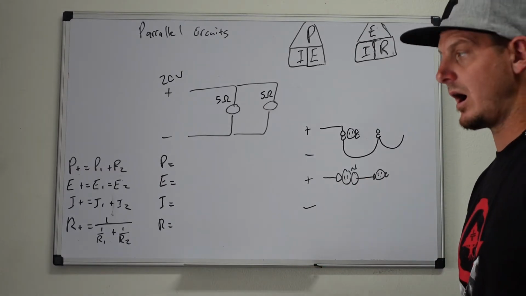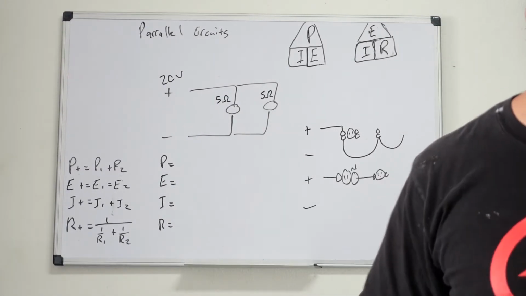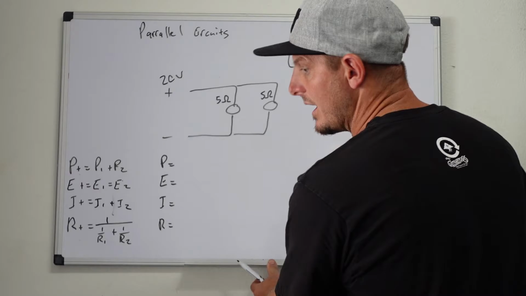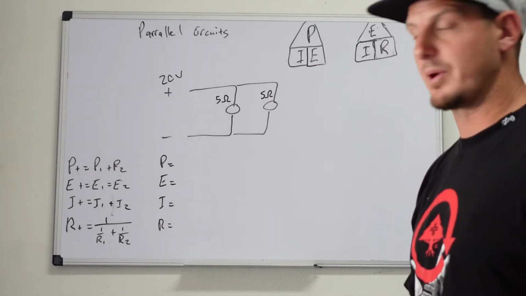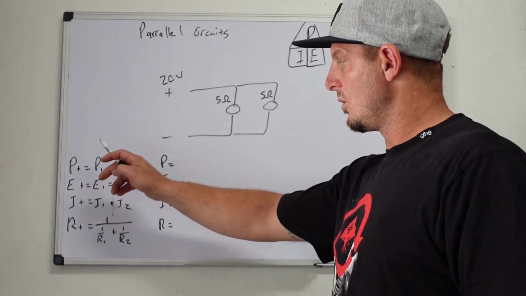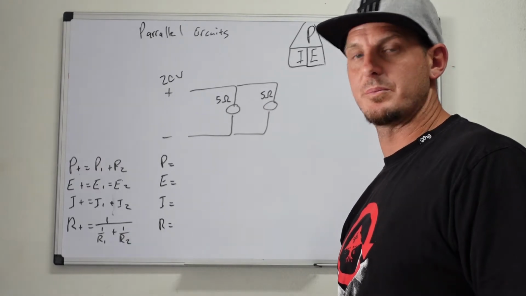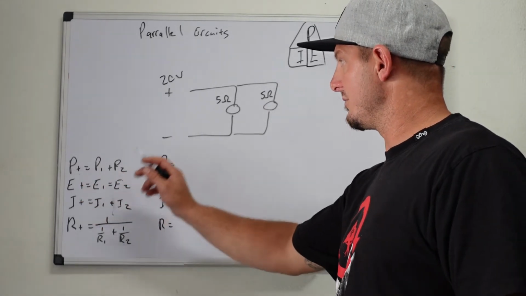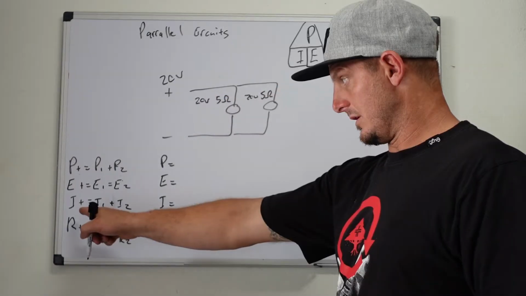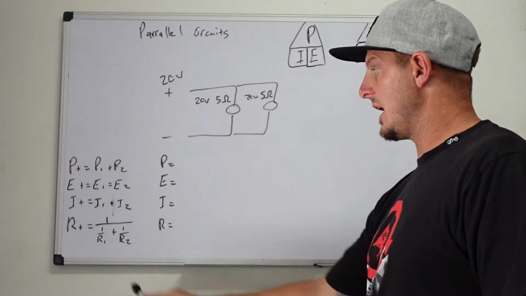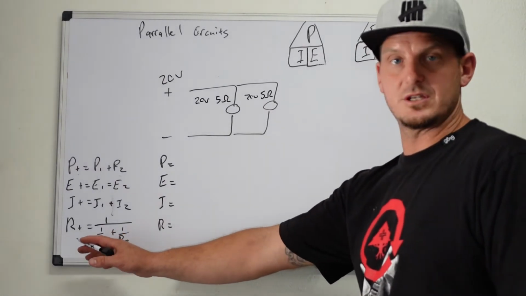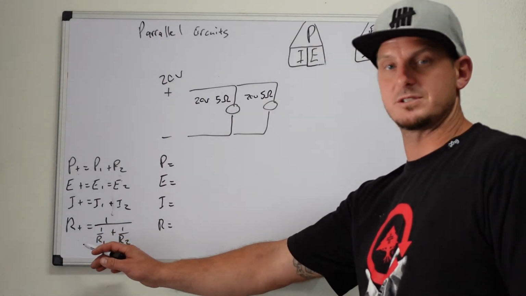The good thing about parallel is we will have the same voltage across it no matter what, and that's why we wire receptacles in parallel. Now, for them, the total watts is equal to the watts of 1 plus the watts of 2, the power. The voltage is equivalent all the way across. So we know that it's going to be 20 volts here as well and 20 volts here. The amount of current changes from series: total current is equal to the current of 1 plus the current of 2.